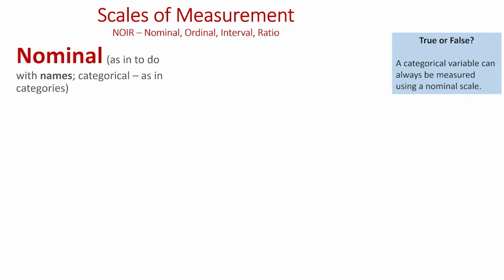So when we talk about nominal scales, nominal means as in names. Another description of a nominal scale is a categorical scale, as in categories. So this is where there are discrete categories, discrete ways of classifying the various different things within your data.